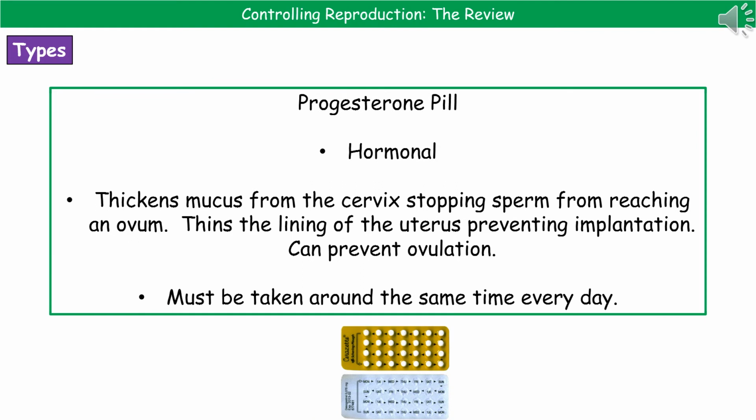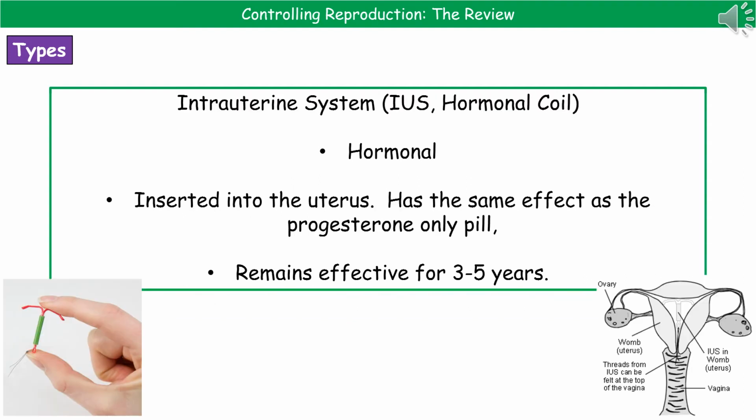Another type of pill that could be taken is the progesterone pill. And again, this is hormonal, and its whole purpose is to thicken the mucus from the cervix, which stops the sperm from reaching the ovum. It's also going to thin the lining of the uterus to prevent implantation, and it can also prevent ovulation. Downside to this one is it's got to be taken around the same time every day. So for those women that are a little bit forgetful about when to take pills, certainly not a good choice.